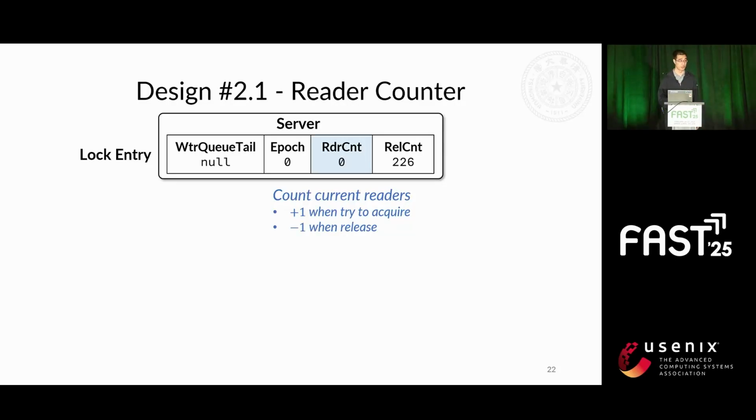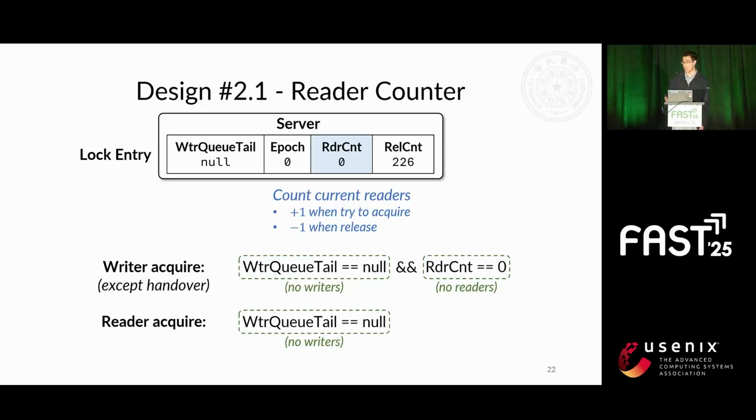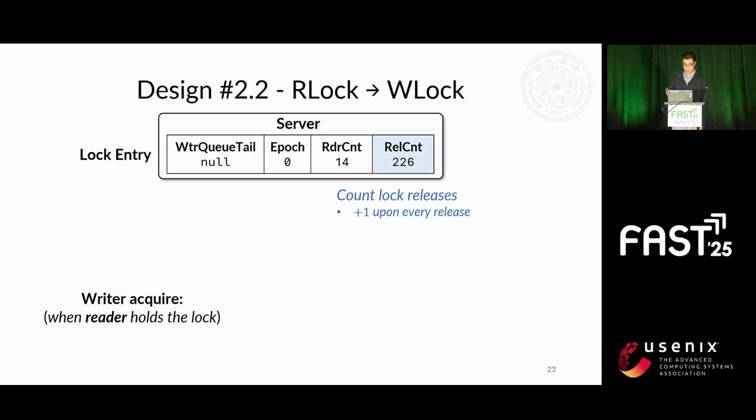First, we use a counter to count active readers that are trying to acquire or actively holding the lock. Thus, clients can detect whether readers or writers exist and acquire the lock if there are no conflicts. The remaining 2 fields are to solve the case when there are conflicts. To help a writer acquire the lock when readers are holding it, we introduce the second field, a lock release counter. Clients increment this counter whenever they release the lock.